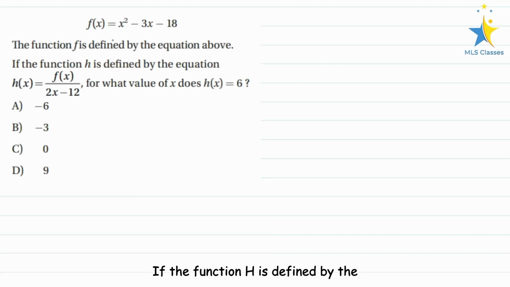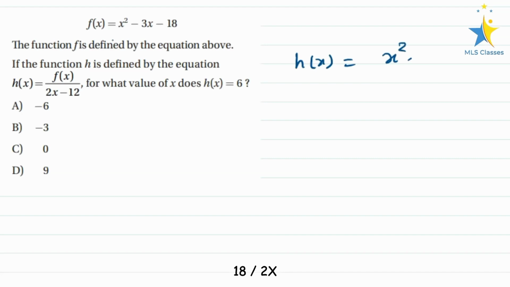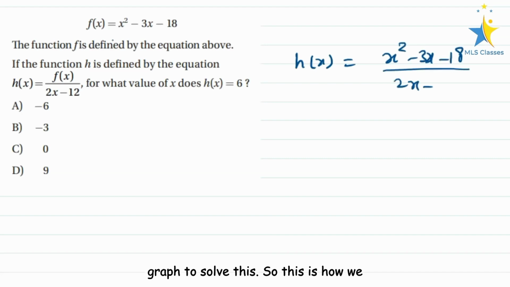Next question: the function f is defined by the equation above. If the function h is defined by the equation h of x is equal to f of x over 2x minus 12, for what value of x does h of x equal 6? Again, we can solve this by both methods, using a graph or using the algebraic method. So basically we have h of x equal to x square minus 3x minus 18 divided by 2x minus 12. Let's see how we can use a graph to solve this.